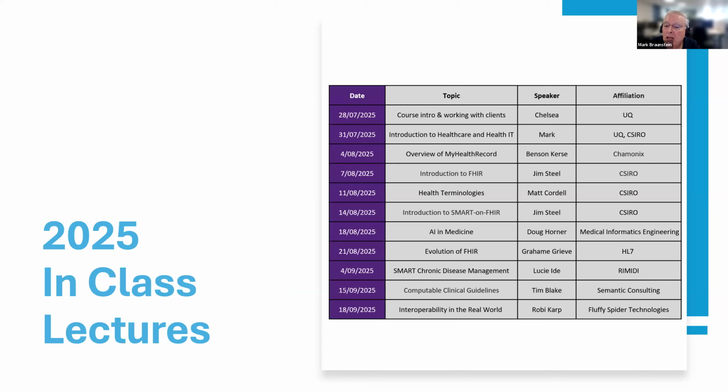From the US, we have Doug Horner, a fascinating guy who has a company called Medical Informatics Engineering, which is not terribly well known. It's in Indiana, but it's a notable company. They were the first web-based electronic medical record system, and he created one of the first successful health information exchanges. Lucy Ide from Remedy is an example of a pure, SMART, FHIR-based US startup, in this case, focused on chronic disease management.